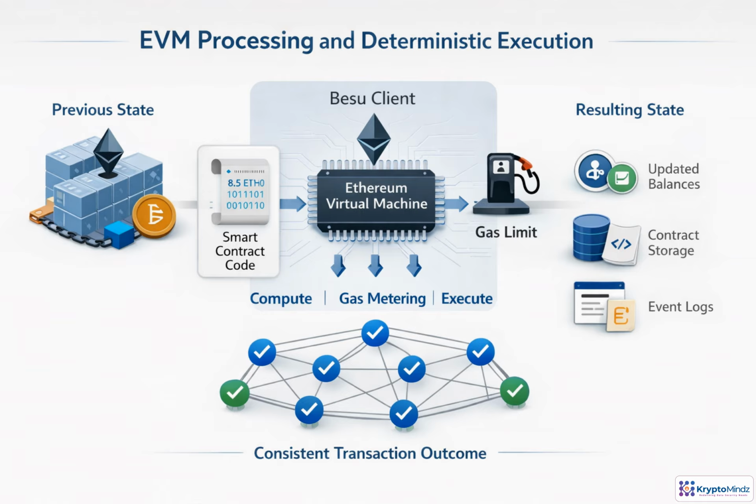The EVM is Besu's deterministic processor for smart contracts. It takes a transaction, the prior state, and block context, then runs bytecode according to Ethereum rules. Gas metering provides the safety boundary, charging each operation and stopping execution if limits are reached. The result may update balances, contract storage, and logs. Because synchronized nodes follow the same rules, the same inputs produce the same transaction outcome.